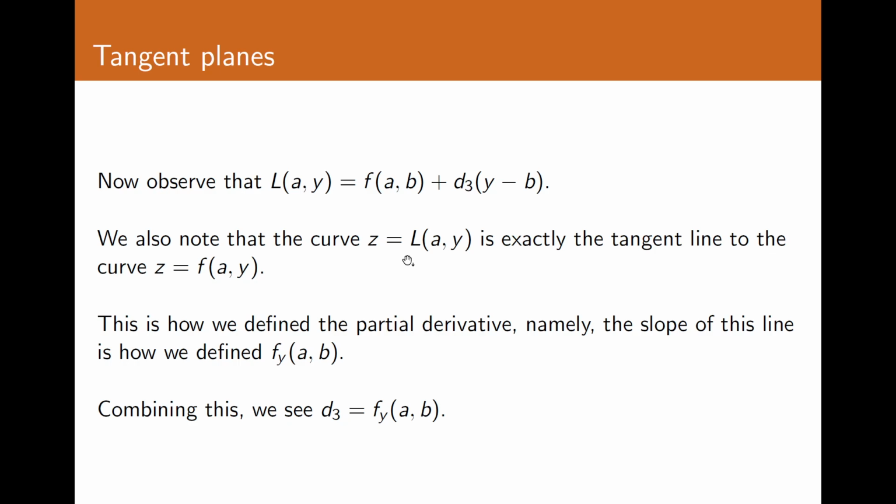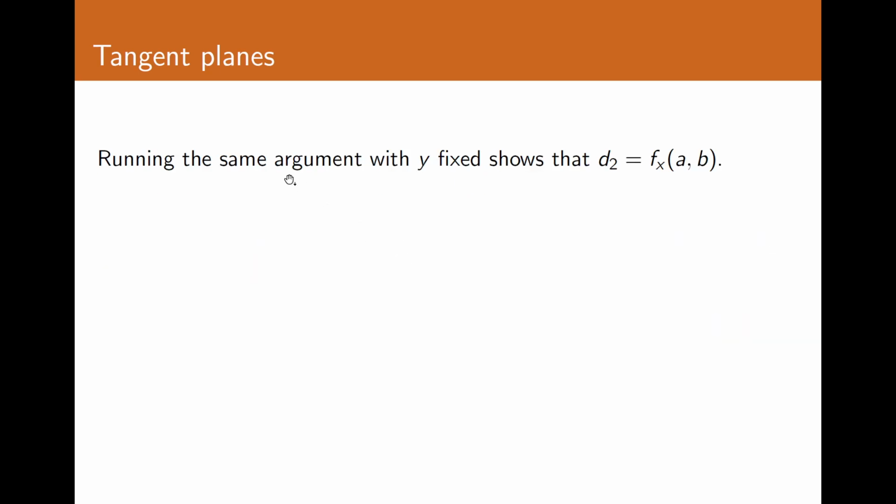So that tells us what d3 is, and we can go through the exact same argument by fixing y to be equal to b, and that will show d2 is equal to f sub x of a, b. So you might want to pause the video and run through that and make sure you understand how that whole argument works. Just go through the same thing we did where we fixed x to be equal to a. In this case, let x be the variable and fix y to be equal to b.